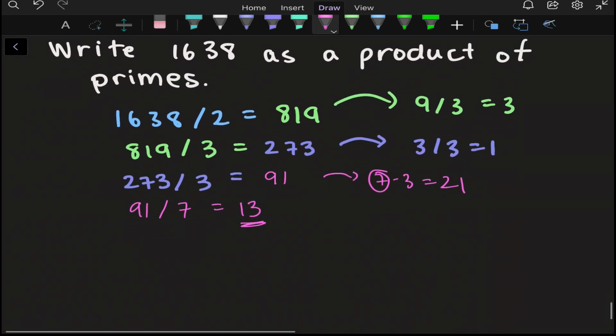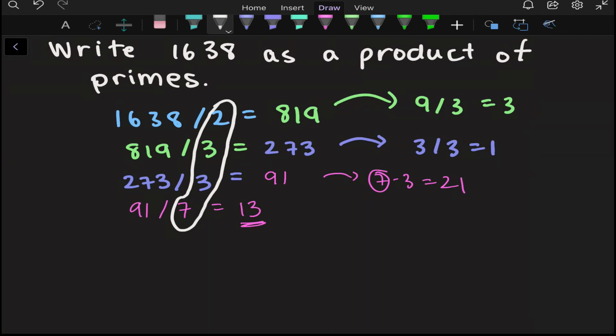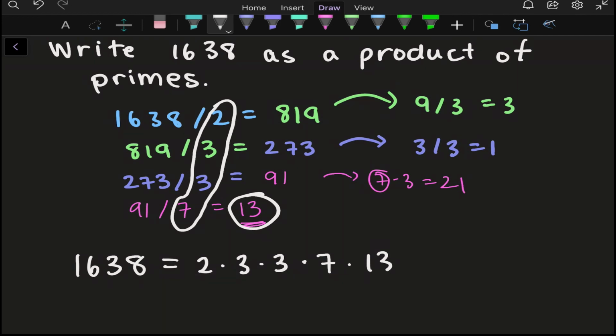Alright? So then, what we do, we ended with a prime, so all of these get multiplied together, and this guy. Okay, so that gives us an answer of 1638 is equal to 2 times 3 times 3 times 7 times 13.